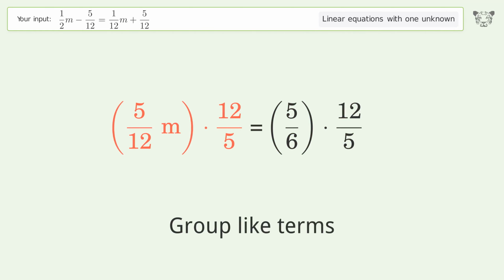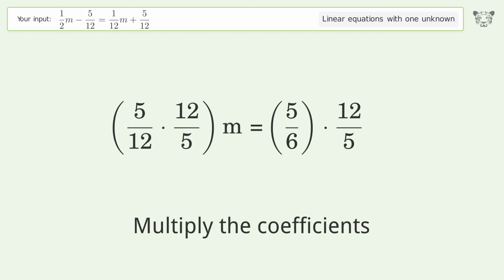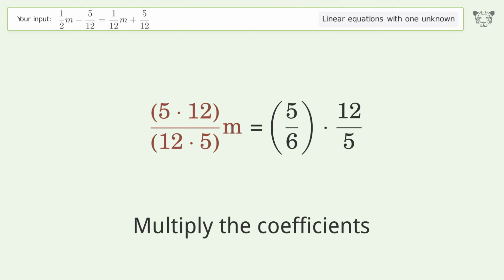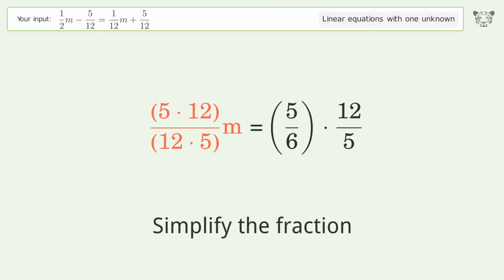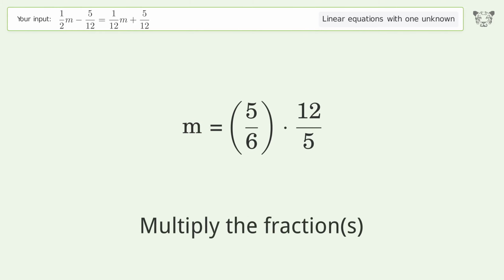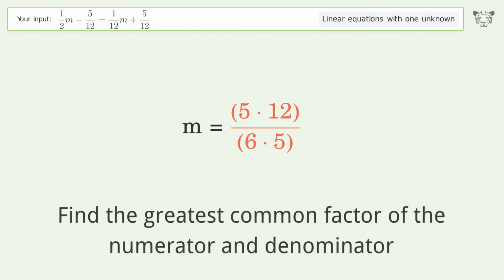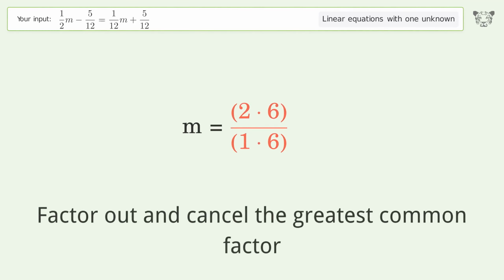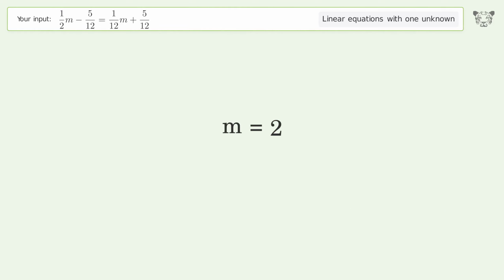Group like terms. Multiply the coefficients. Simplify the fraction. Multiply the fractions. Find the greatest common factor of the numerator and denominator. Factor out and cancel the greatest common factor. And so the final result is m equals 2.